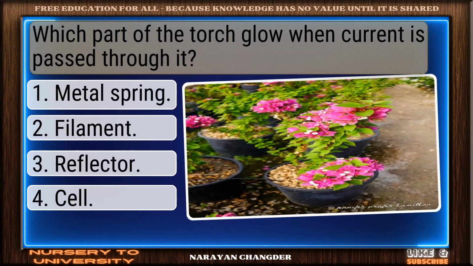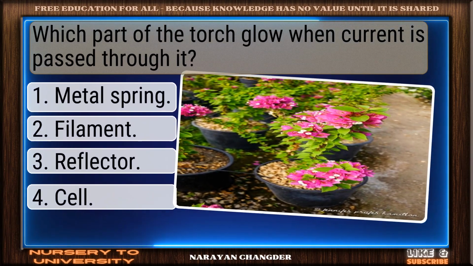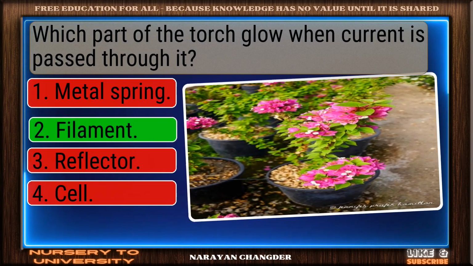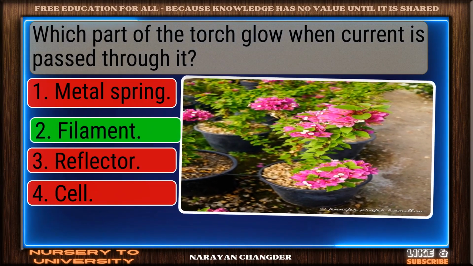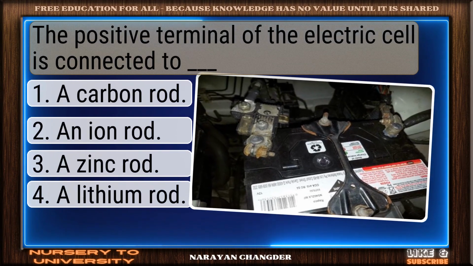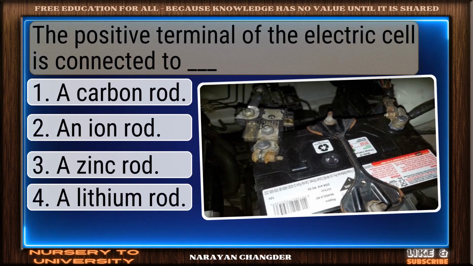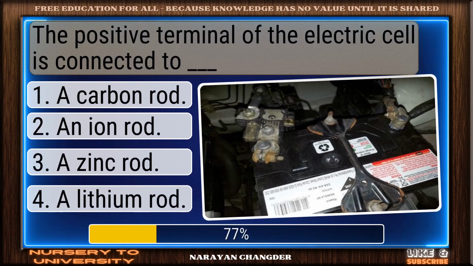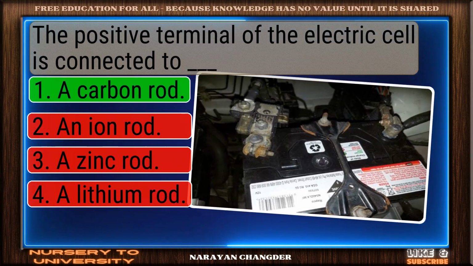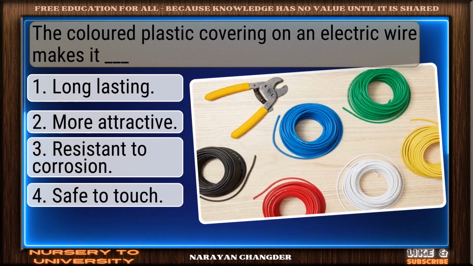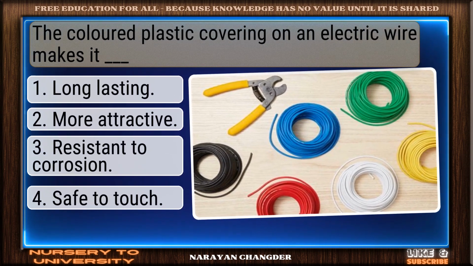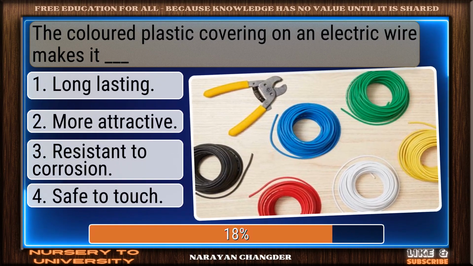Which part of the torch glows when current is passed through it? Great thinking. Filament is the right choice. The positive terminal of the electric cell is connected to dash. Right choice. A carbon rod is the best answer. The colored plastic covering on an electric wire makes it dash.